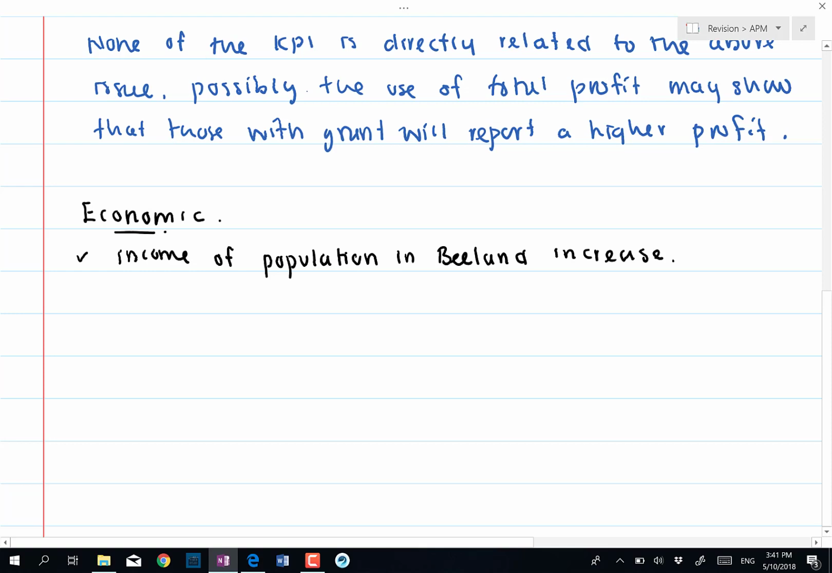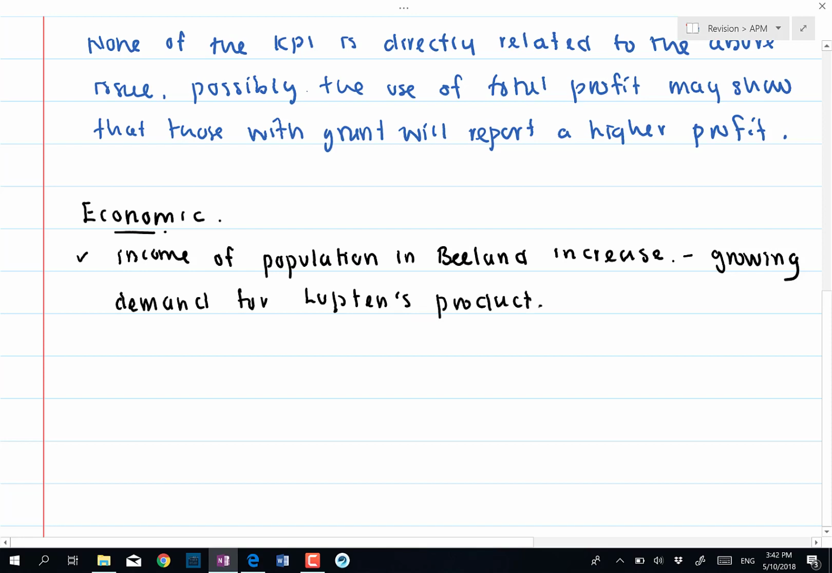Now, what does this mean to B-land? Now, it means that there will be growing demand for Lopten's product.